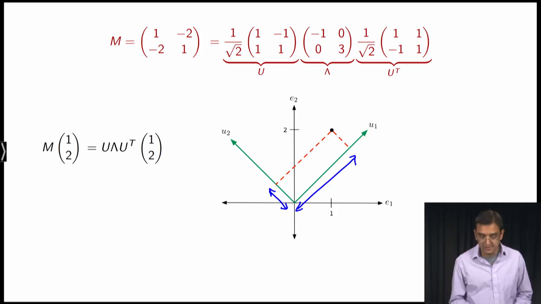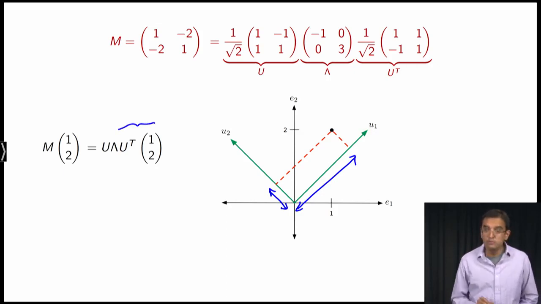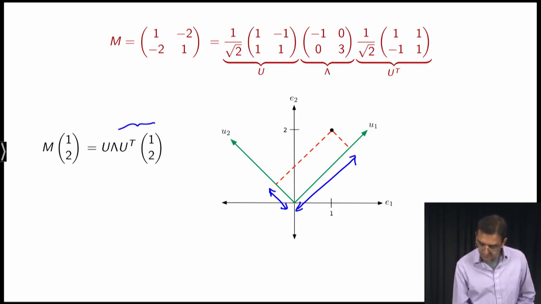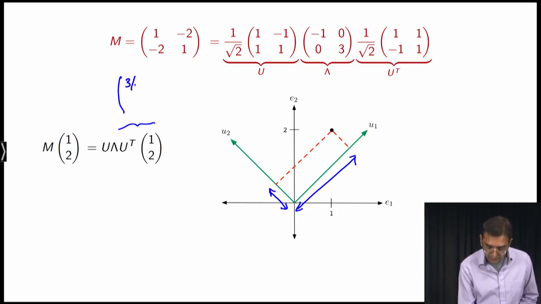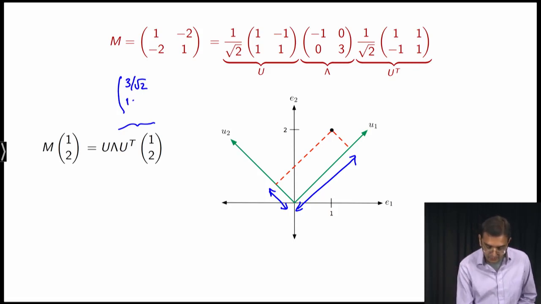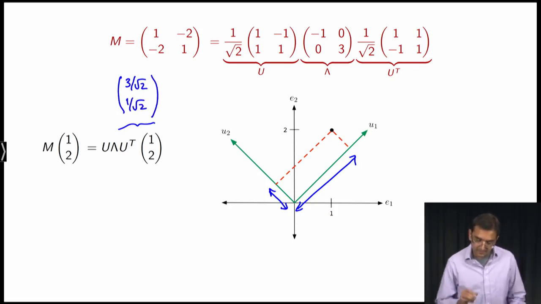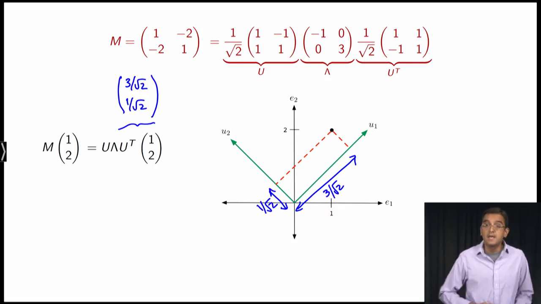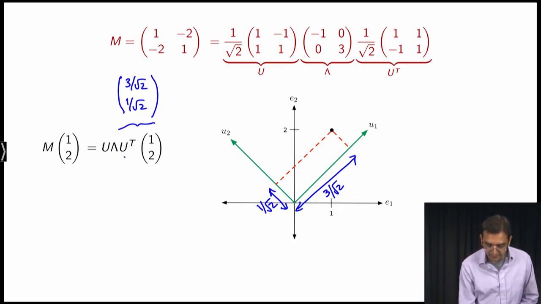So what are these values? Well, we just need to compute U transpose times 1, 2. Okay, so let's figure that out. U transpose times 1, 2 is 3 over square root 2 and negative 1 over square root 2. Okay, so this distance here is 3 over square root 2, and this distance here is 1 over square root 2. And that is the representation of this point in the new basis. Okay, so we've done this part so far.